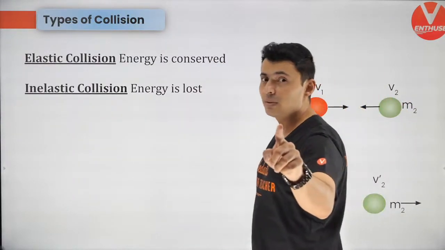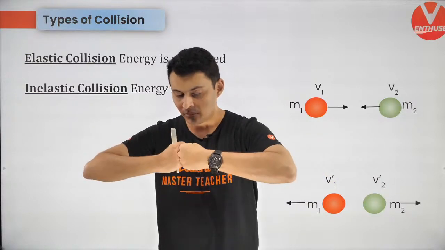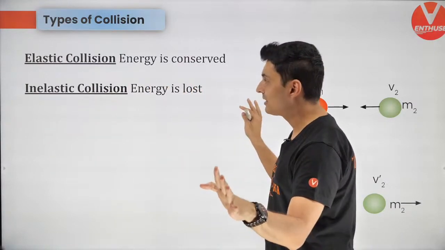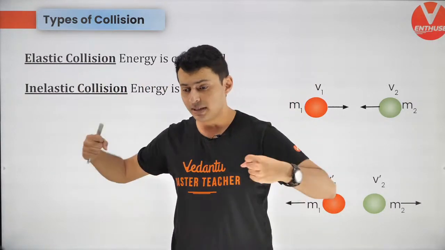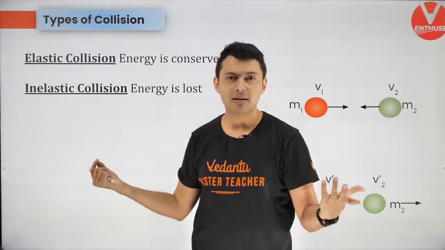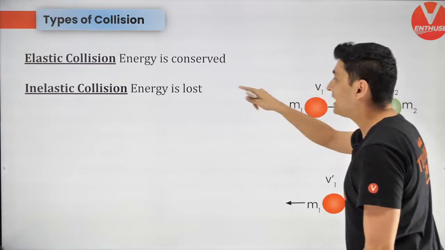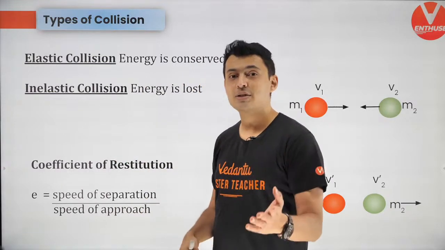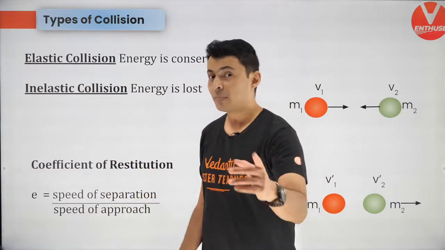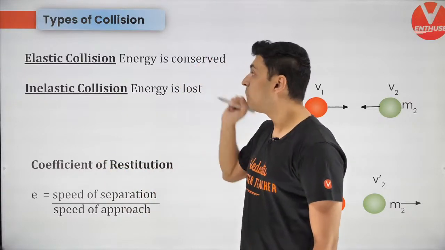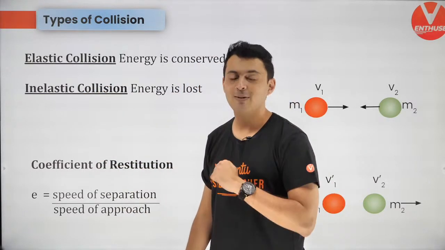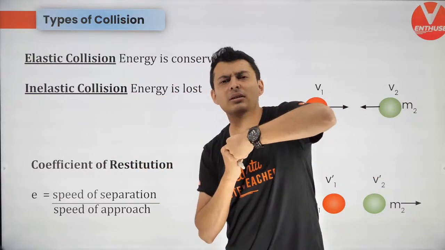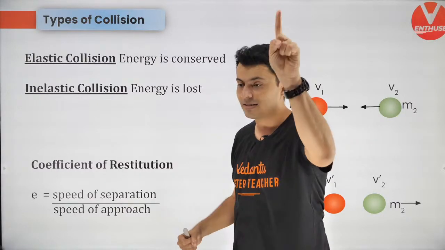Elastic collision means the bodies hit, they deform and again come back to their original shape and size. No energy is lost. Inelastic collision, bodies collide, deform, and sound, heat and so many other losses happen, so kinetic energy is lost. The coefficient of restitution tells you whether the collision is elastic or inelastic. If it is elastic, this coefficient is 1. If it is inelastic, it is less than 1. And if it is perfectly inelastic, meaning the bodies hit and stick to each other, that's when e is 0.